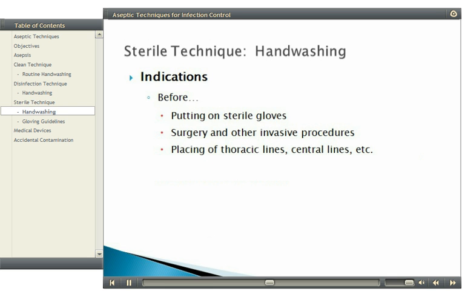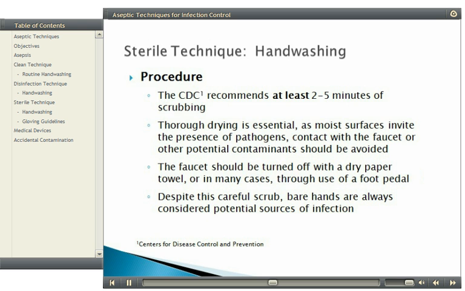Sterile technique, hand washing. Indications. Before putting on sterile gloves, surgery and other invasive procedures, placing of thoracic lines, central lines, etc. Sterile technique, hand washing. Procedure. The CDC recommends at least 2 to 5 minutes of scrubbing.